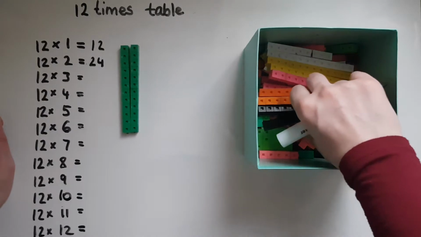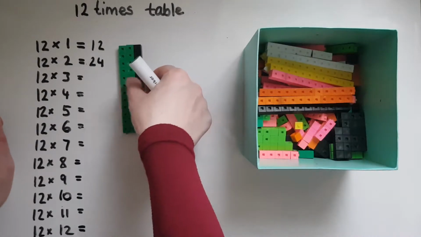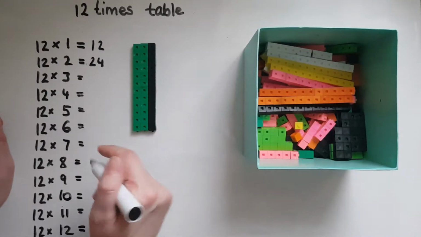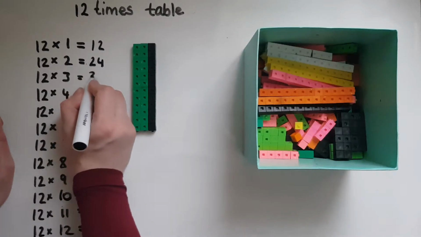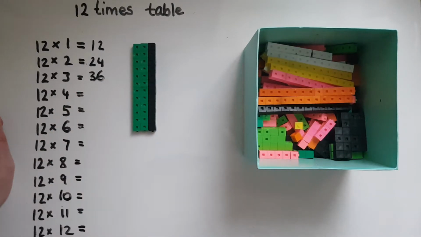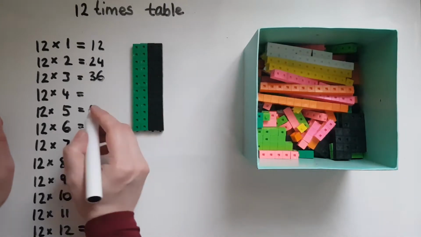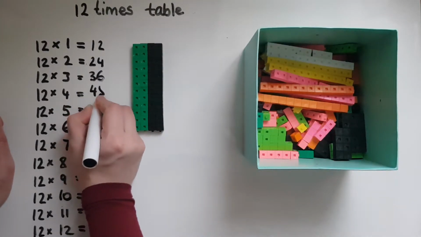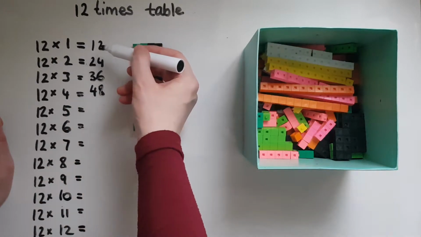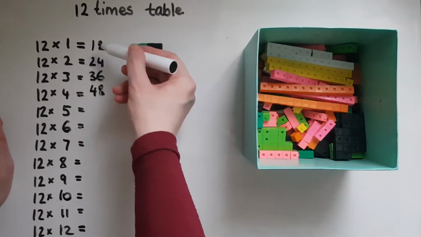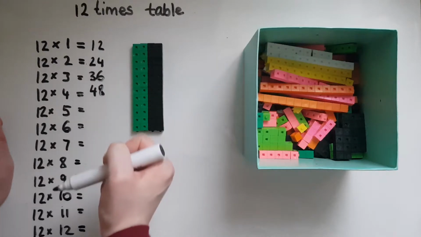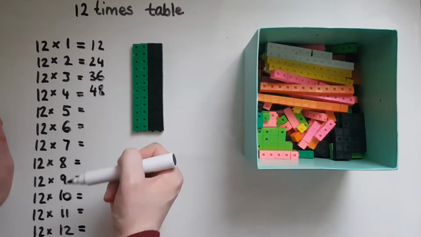And if I do this 3 times, which is like 3 lots of 12, then I'm going to have 36. 4 times, I'm going to have 48. Notice what's happening with the units. 2, 4, 6, 8, so it's going to go to 10 now.